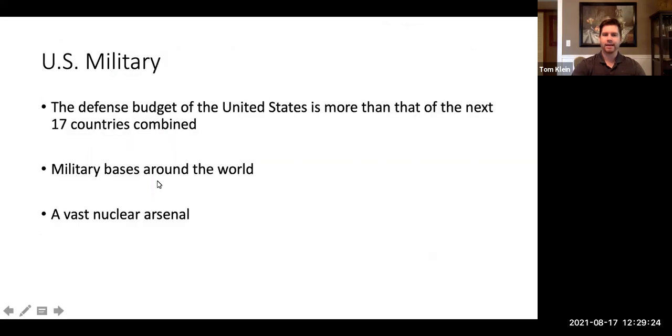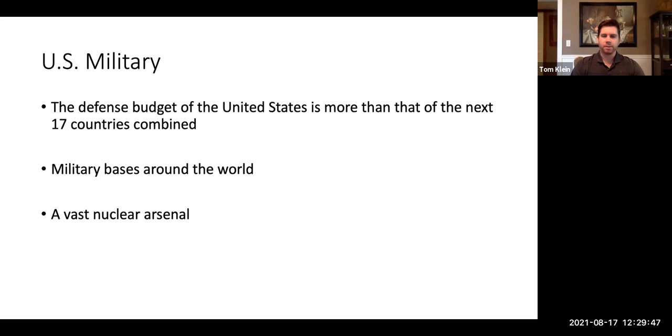And part of that, guys, is we have security agreements with other nations. So we have agreements with countries like South Korea, for example, where if they're attacked, you're essentially declaring war on the United States. And I said 19 countries, my mistake. The United States defense budget is bigger than the next 17 countries combined, which is still obscenely large.